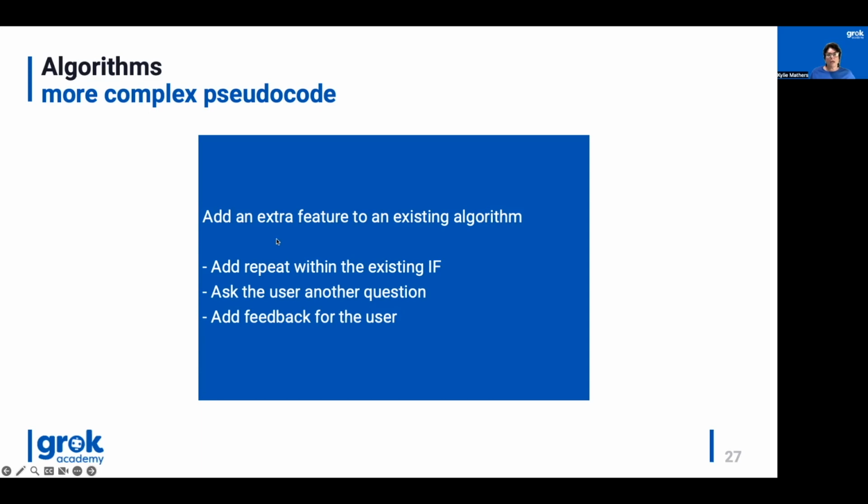So maybe add an extra feature, maybe add a repeat within an existing if statement. Or you might ask the user another question, such as the butter, or maybe even provide feedback to the user. So to get the students to adjust pretty complex code gives them a bit of a view about what code looks like, or pseudocode, excuse me, looks like, and how they might interact with that.